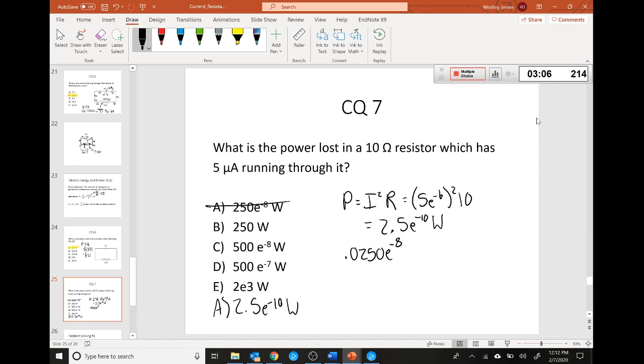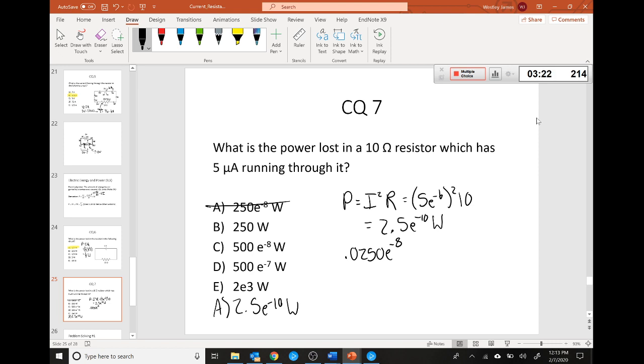So I ended up going the wrong way. This is just something to be careful of on tests. Because it's multiple choice, it may not always be the one your calculator gives you. Make certain you convert your orders of magnitude correctly. Clearly, it is an easy mistake to make.